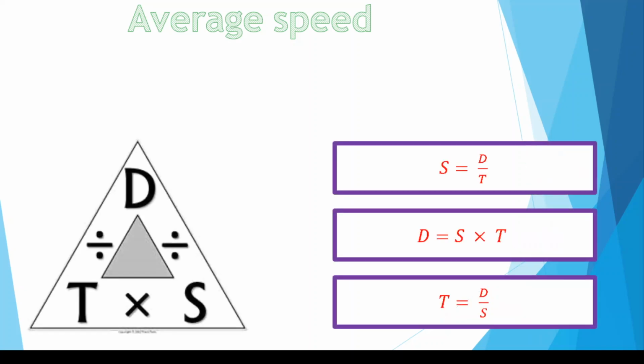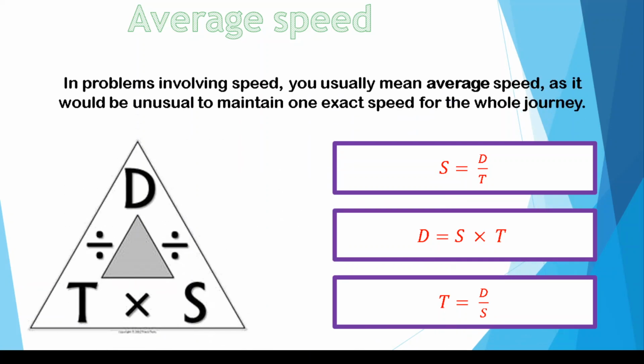I would like to point out average speed. When you have exam questions, they will ask for the average speed. Now the average speed is still very similar to speed, because if you're driving from London to Manchester, you're very unlikely to go at a uniform speed. So average speed usually means the speed from one place to the other.